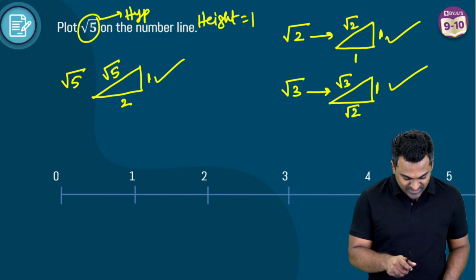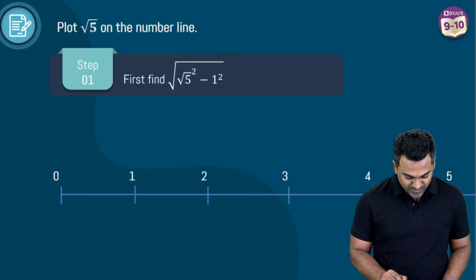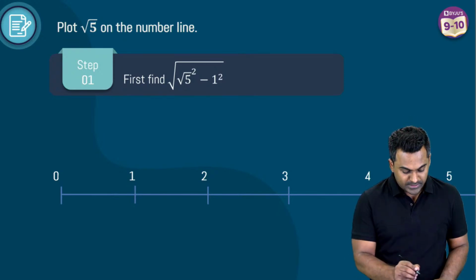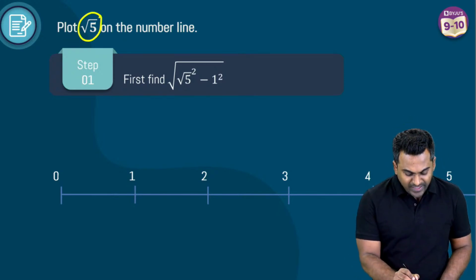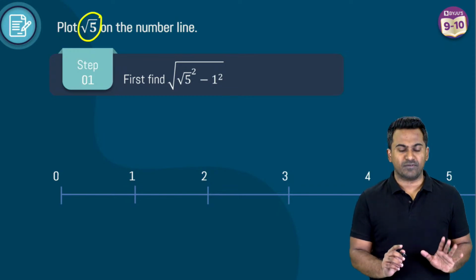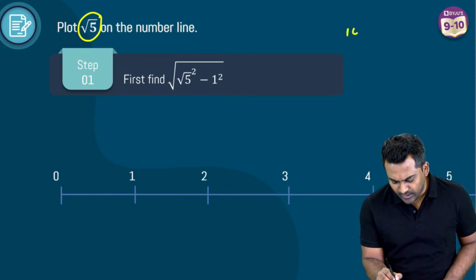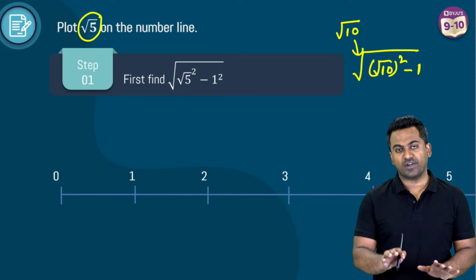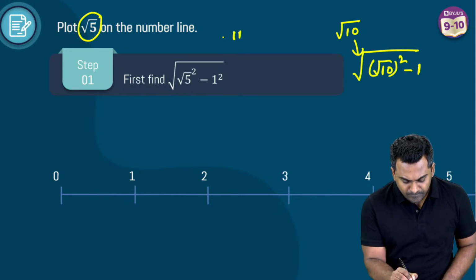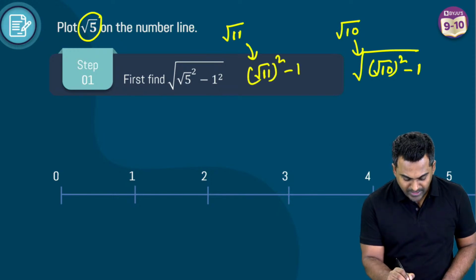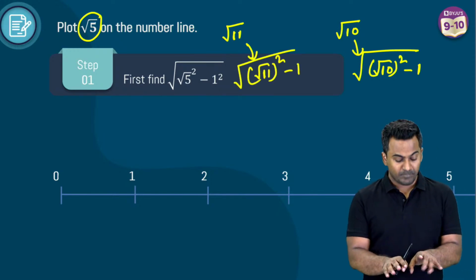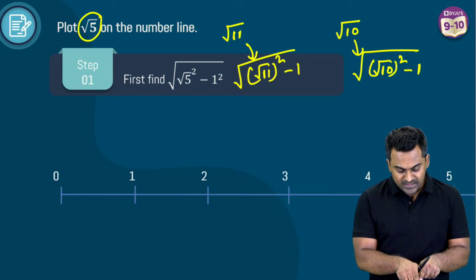Come on, let's first understand what the steps are going to be. First thing that you would do here is, for root 5, figure out root 5 square minus 1 square first. Let's suppose I give you root 10. Then what are you going to do? The first step will be root 10 square minus 1. If I ask you root 11, the first step will be root 11 whole square minus 1 under root. This is what you would be doing. So since I've given you root 5 here, the first step will be root 5 whole square minus 1 square.